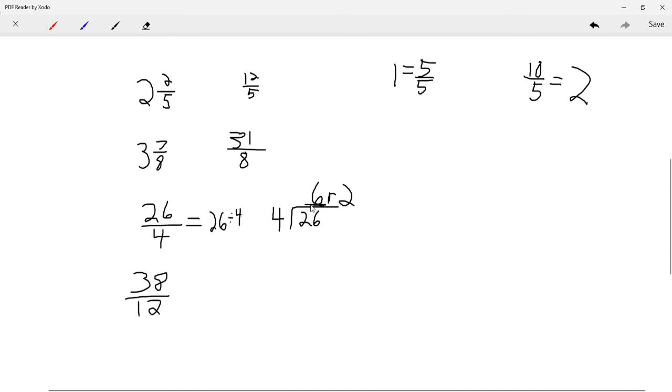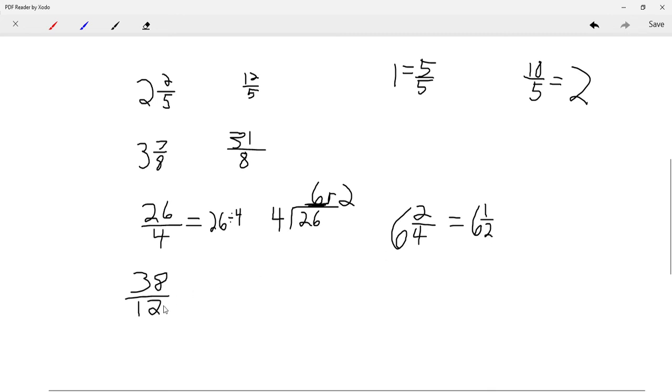So then what happens is I guess you could call this the quotient, because it is the answer, but basically the base quotient without the remainder becomes the whole number. The remainder becomes the numerator, and then the denominator stays the same. So this is 6 and 2/4, which, since 2/4 can be reduced, both top and bottom can divide by 2, it's actually 6 and 1/2.